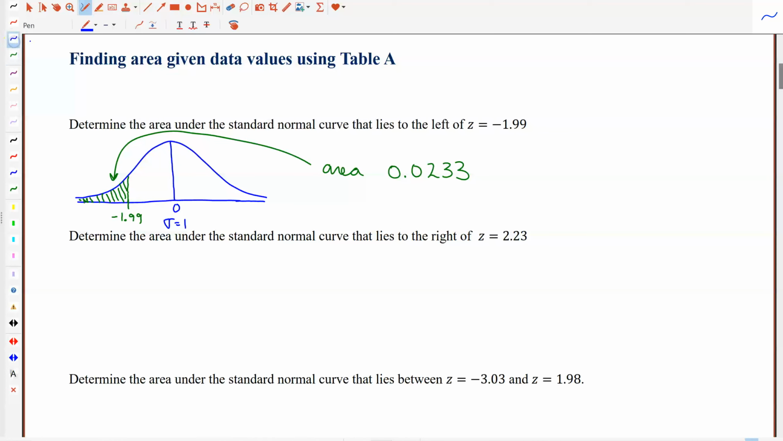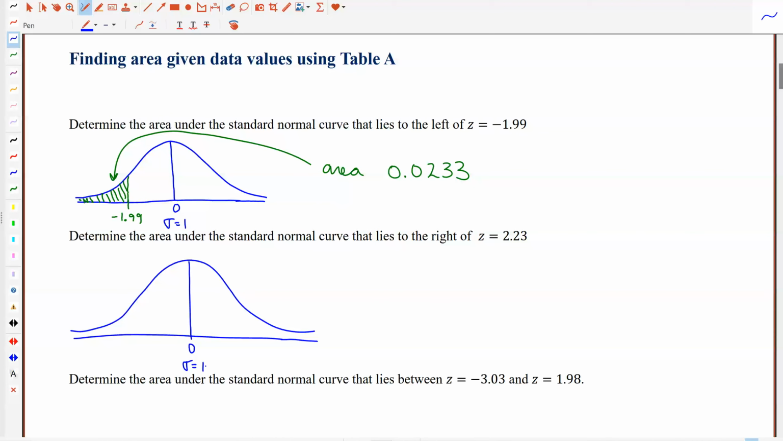Now let's try this again, but what if on the next example I change it up? I don't want you to find the area to the left, I want you to find the area to the right. So the next problem says determine the area under the standard normal curve that lies to the right of z equal to 2.23. So again, sketches are very helpful. I'm going to sketch a normal curve. I'm going to label my mean 0 and record my standard deviation as being 1 right underneath that.